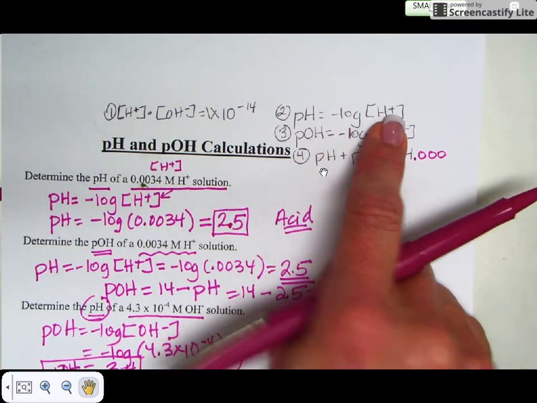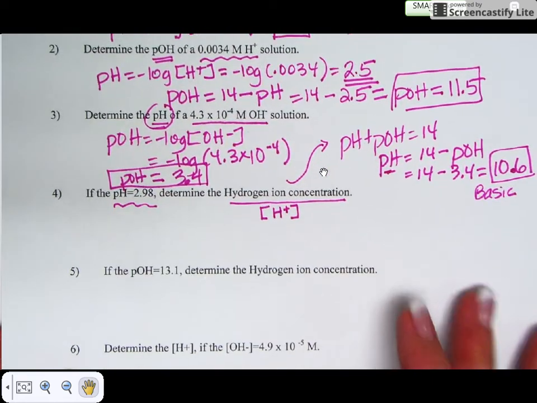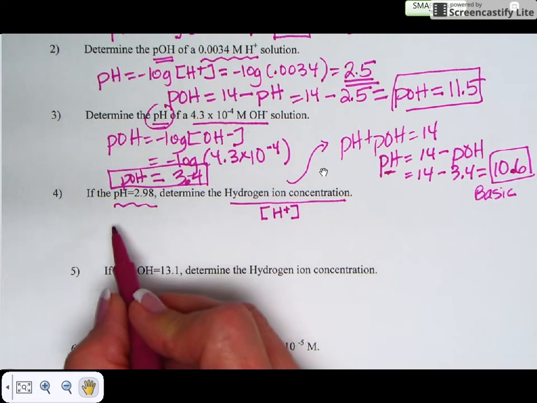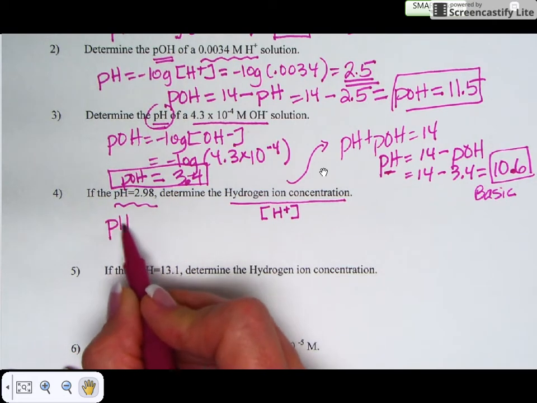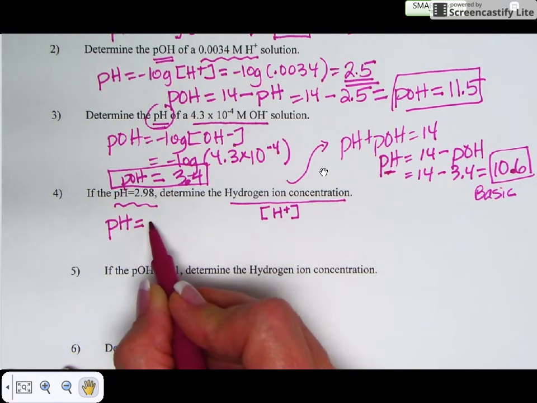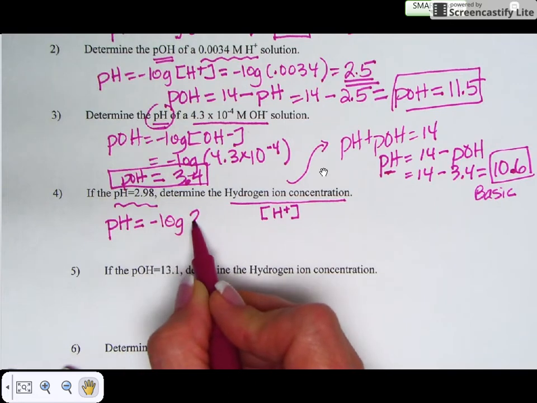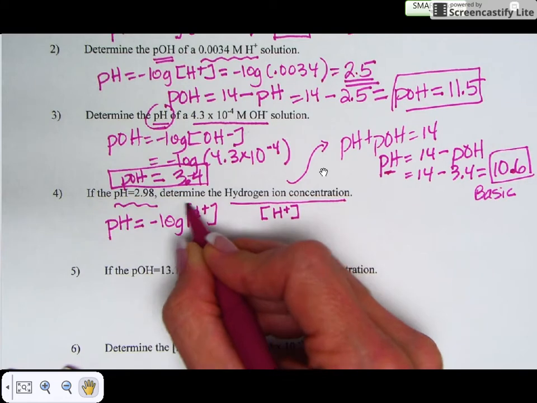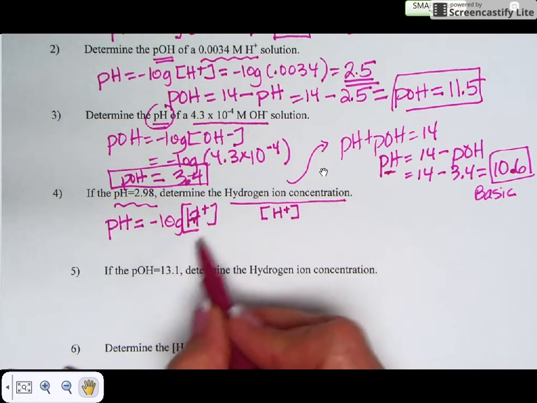pH is negative log of H. Now this is one that we're going to have to end up taking the anti-log. So I'm going to try to go slowly through this and explain it very, very slowly. So remember, always write down your formula. pH is equal to negative log of the hydrogen ion concentration. Okay? So that's our formula.